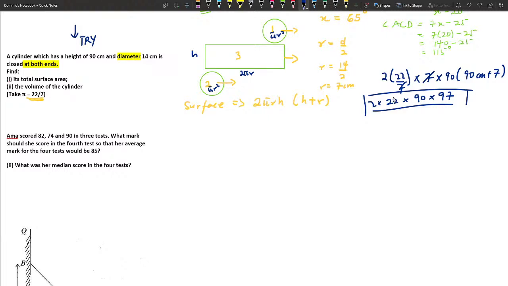But we are going to move to the next one, which is the solution to the mean question that we need to solve. It's very straightforward. So they are saying Amma scored 82, 74, and 90 in 3 tests. What mark should she score in the 4th test in order to get an average of 85? So we don't know the mark. So average basically means mean. And to find the mean of a given data, you add everything and divide it by the number of data that has been given to you.